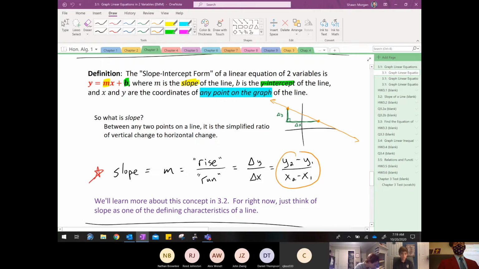Especially this part right here. This is how we're going to calculate the slope between two given points. Okay, it's a comparison of the vertical change over the horizontal change. It's a ratio, a comparison. All right, I use this letter M.